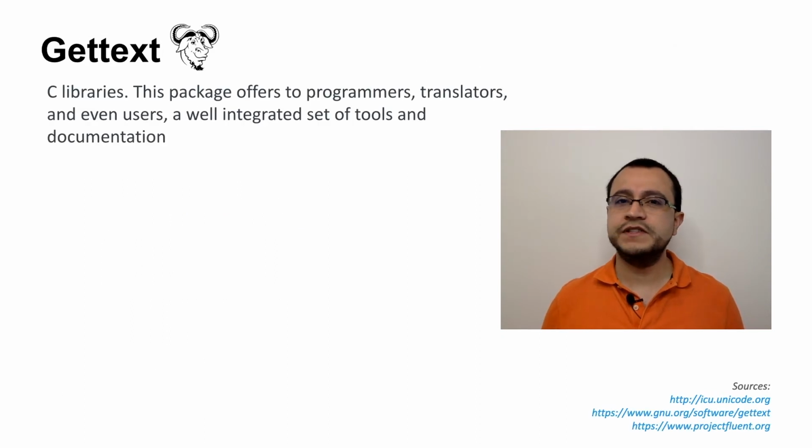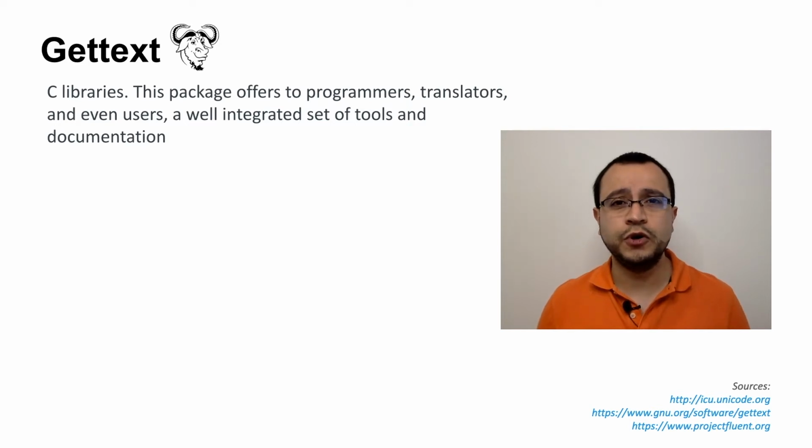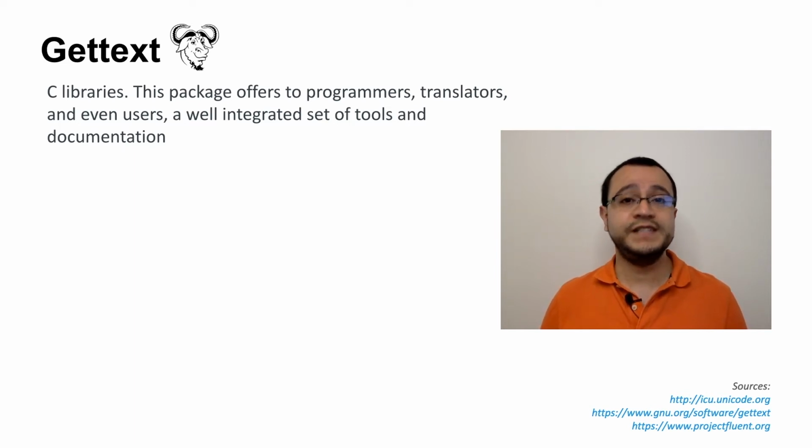Now let's talk about the systems. Let's start with Gettext. It comes from the GNU project and is one of the older systems. It was originally targeted at providing tooling and globalization for developers, translators, and users using the C language.